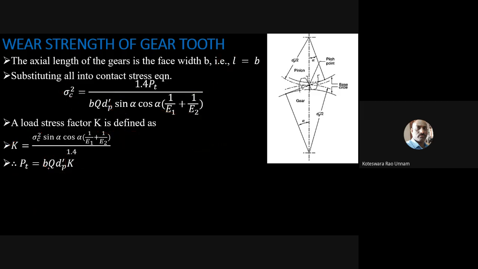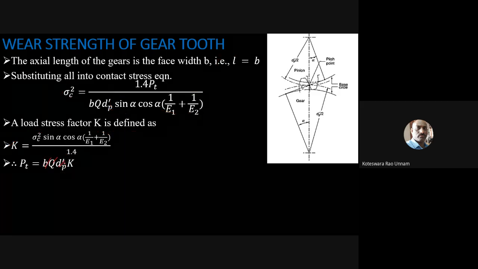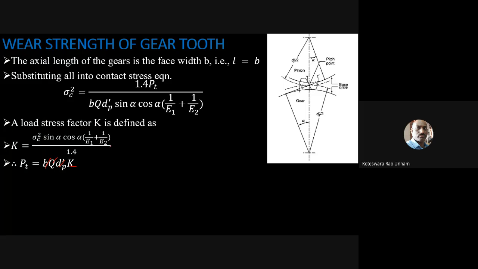So now B, Q, dP dash and K. Here you can easily estimate the K value. So how can you estimate the K value? K depends on sigma C, the allowable compressive stress in a given material, and you should know the Young's modulus of gear 1 and gear 2, and also the pressure angle. The remaining things are constants only.